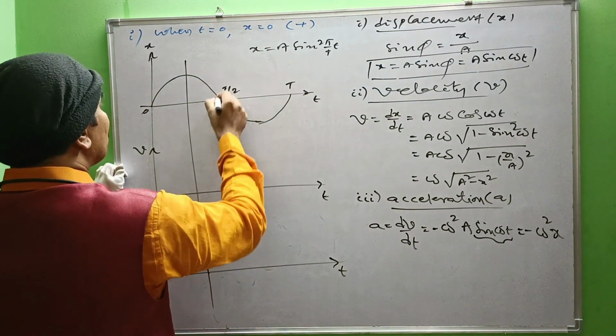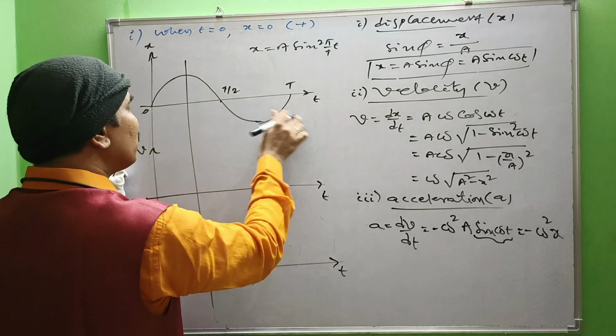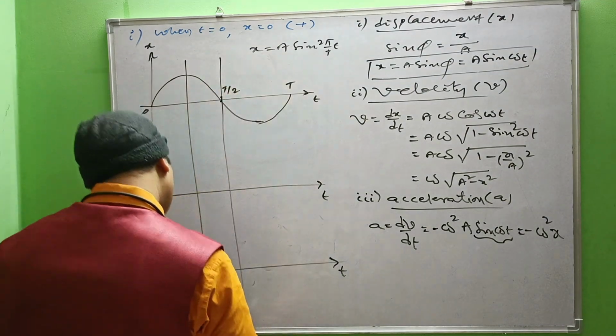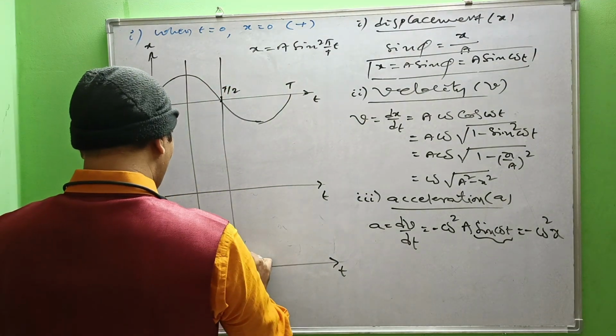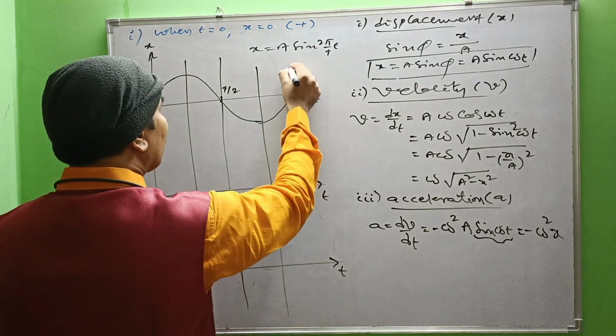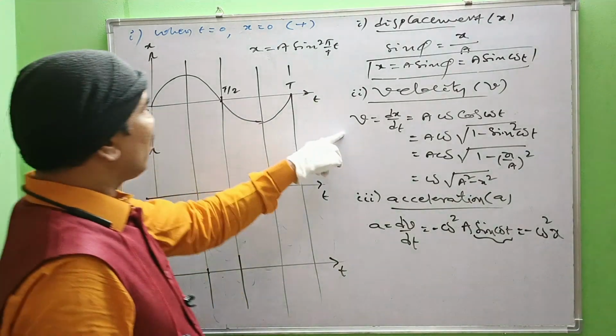Right? So here also I want to divide the crest into 2 equal parts, like this. Okay. And next one, here also, like this. Right. Now coming to velocity.